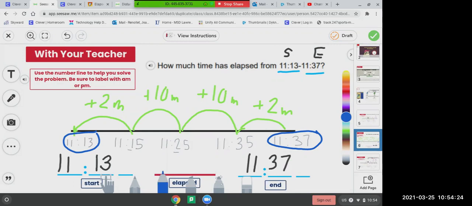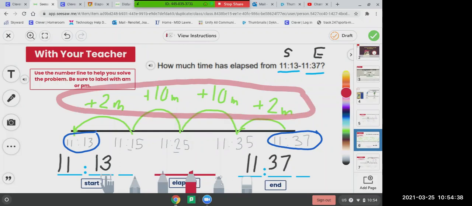Next, we can think about, so how much time has passed between 11:13 and 11:37? Ms. Sharp told us that we can add up all of the time that has elapsed. To make it easier, we can group our friendly numbers. I see two groups of 10. So 10, 20.